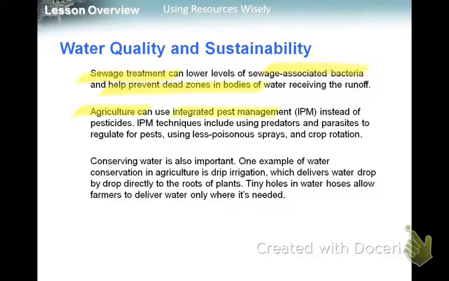Agriculture can use integrated pest management, so you can use predators and parasites to regulate pests instead of sprays, and then use less poisonous sprays, and crop rotation. Water conservation is also important. Drip irrigation delivers water drop by drop directly to the roots of the plants. Tiny holes in water hoses allow farmers to deliver water only where it's needed.